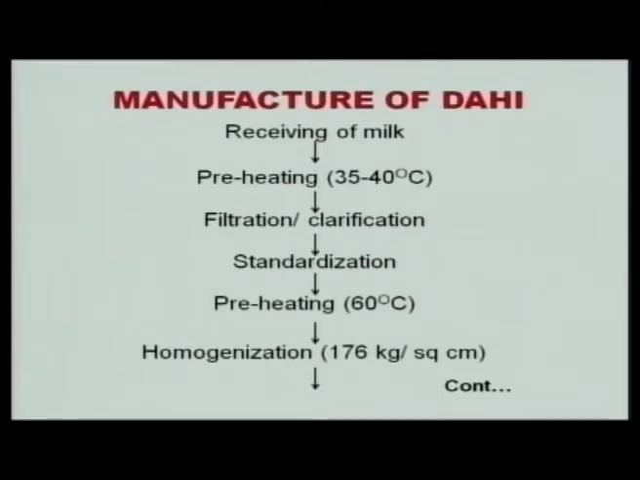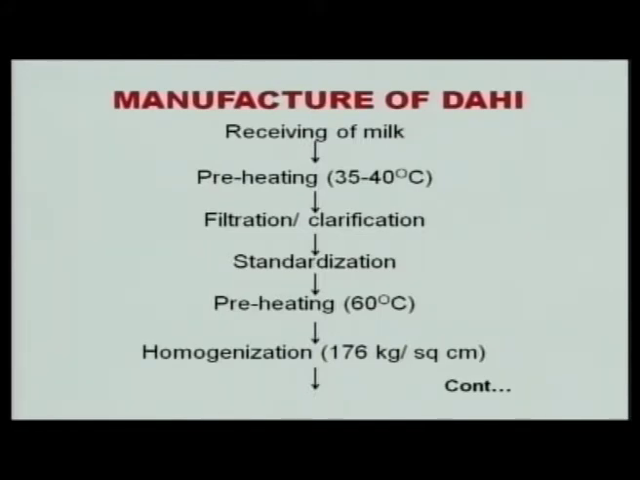Now, first we will take the manufacture of dahi. We receive the milk and preheat to 35 to 40 degrees centigrade, then we go for filtration and clarification, so that all the dust and dirt particles can be removed. Then we go for standardization of fat and SNF as per the requirement. Then we go for preheating.